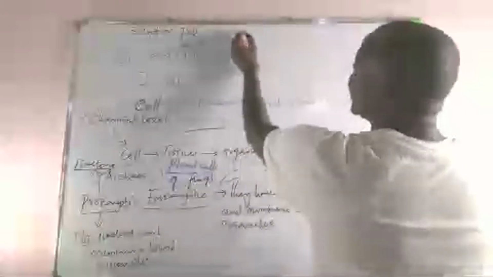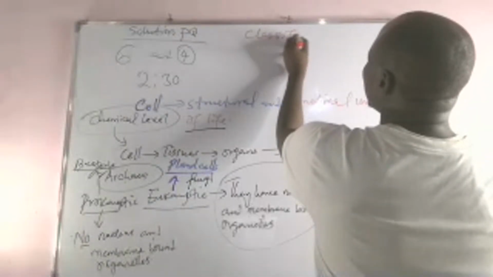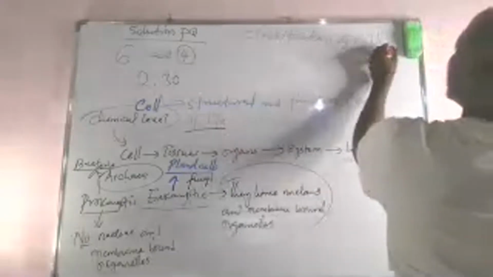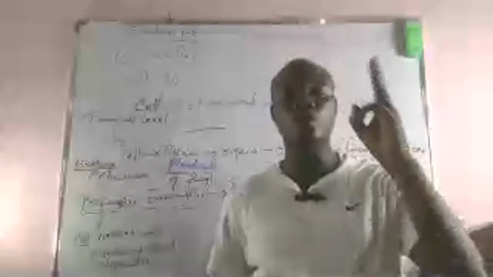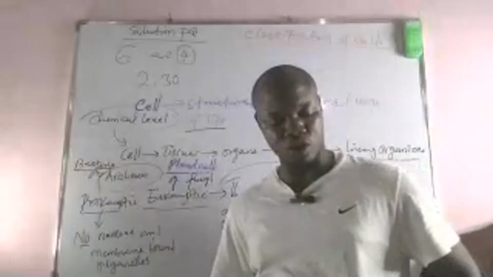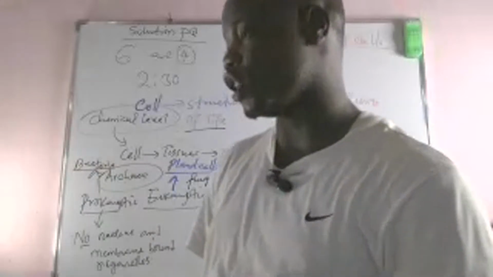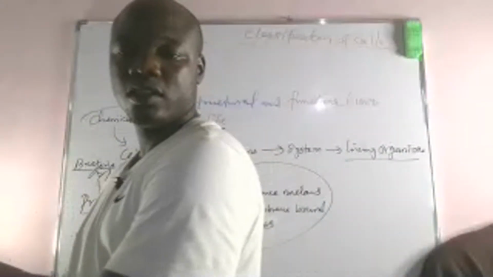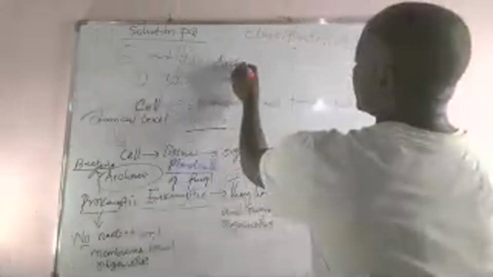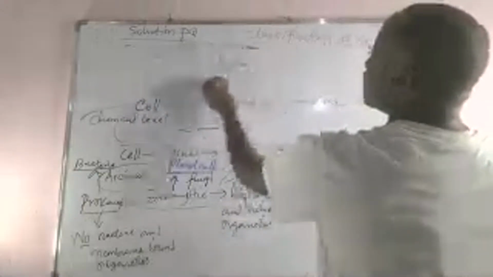And then the next thing is classification of cells. Who can tell me what are the classification of cells? We also have two classifications of cells. Please, who can tell me what are those two classifications of cell? Archaea bacteria, archaea, that is another example of prokaryotic.